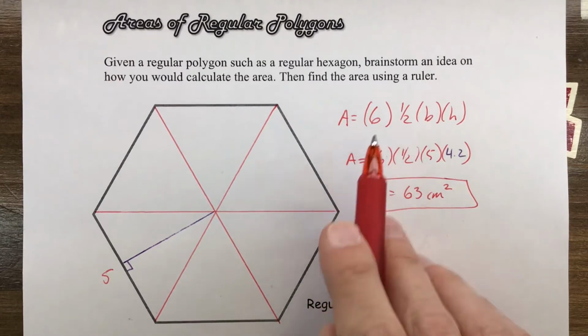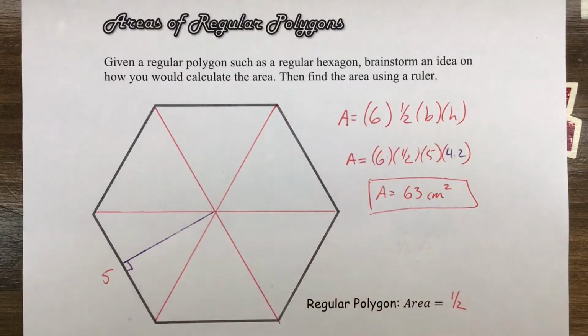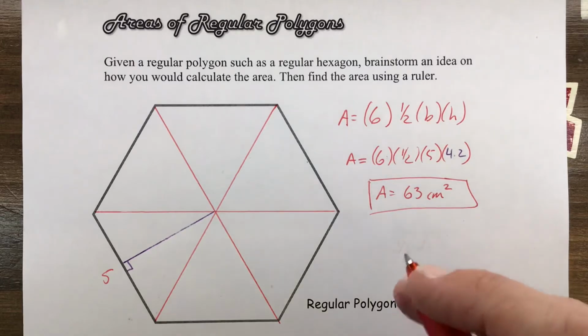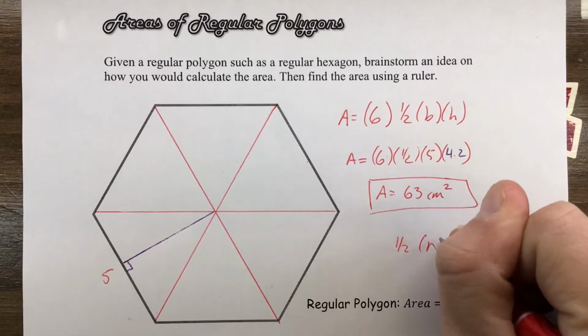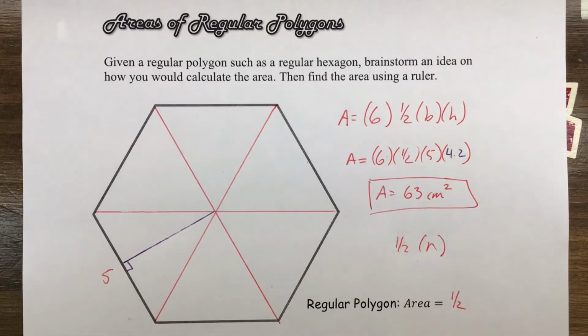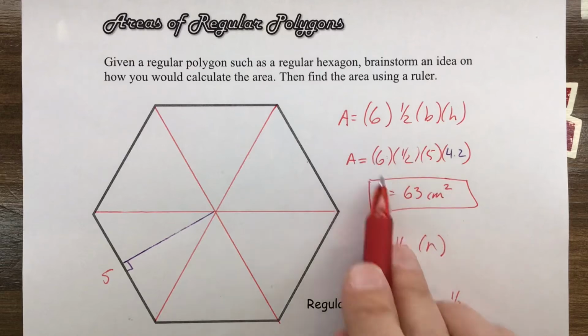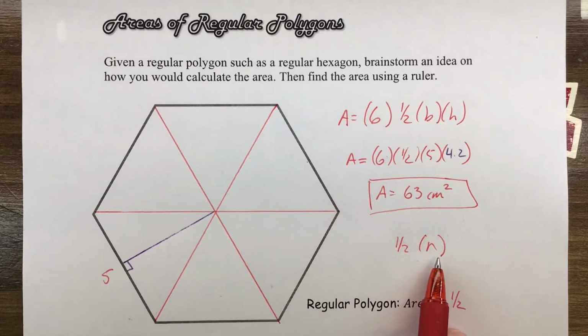So we're gonna keep that. The 6 is gonna refer to the number of triangles that we have in the figure, which is also going to be the number of sides that we have in the figure. I'm gonna refer to that as n. In fact, I'm gonna write it up here first because some of this is gonna switch orders. So you got the 1/2, the 6 is gonna represent the number of sides, which we're gonna call n.